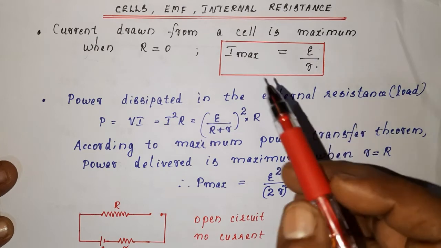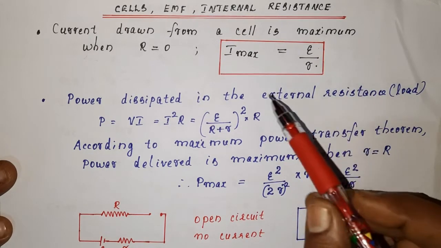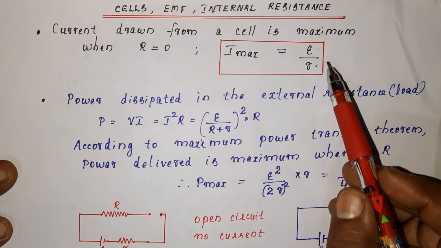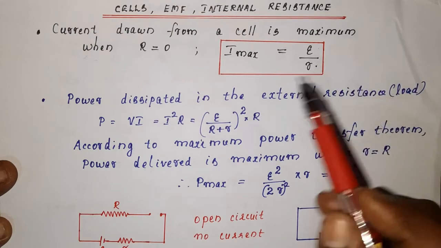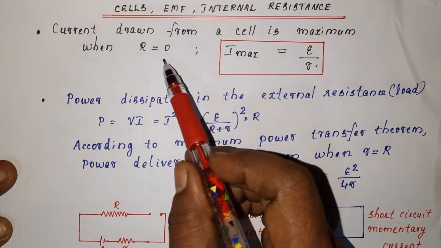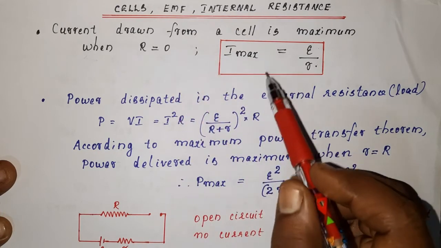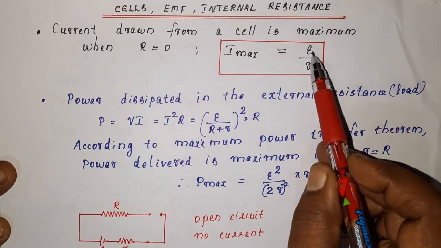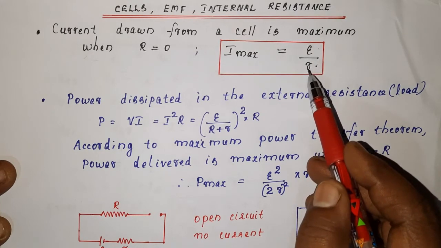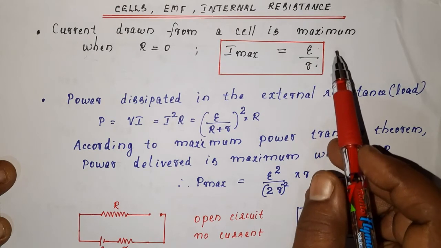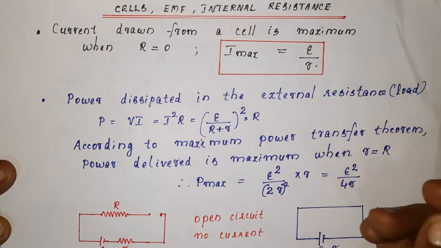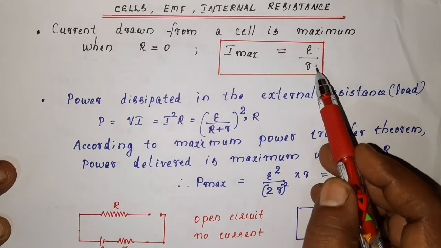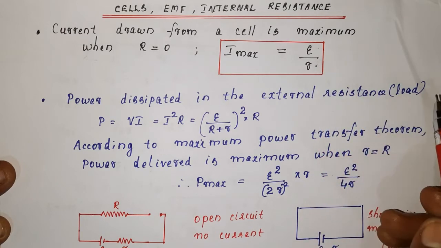Now, the current drawn from the cell is maximum when R is equal to 0. We already got I is equal to epsilon by r plus R, and this current is maximum when capital letter R is equal to 0, that means when the external resistance is equal to 0. That maximum current is given by epsilon by small r, where epsilon is the EMF and small r is the internal resistance. That means this is the maximum current a cell can send, not more than this.